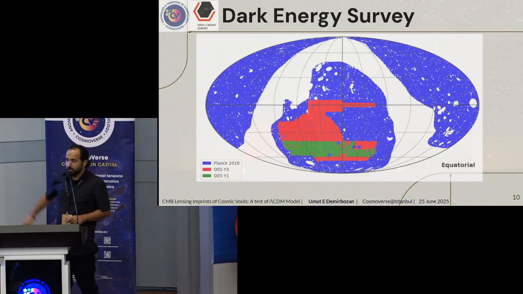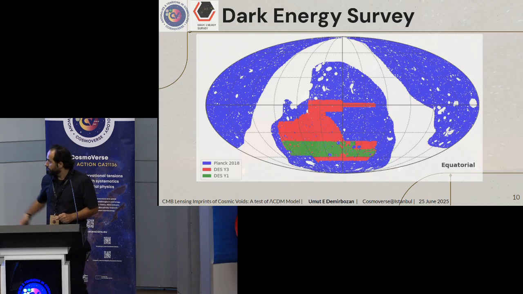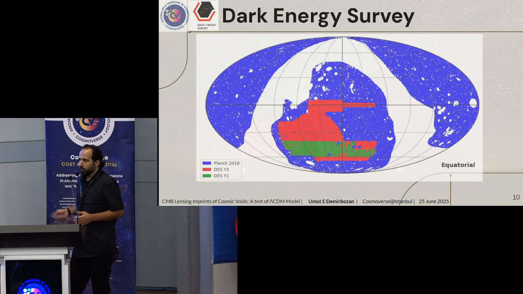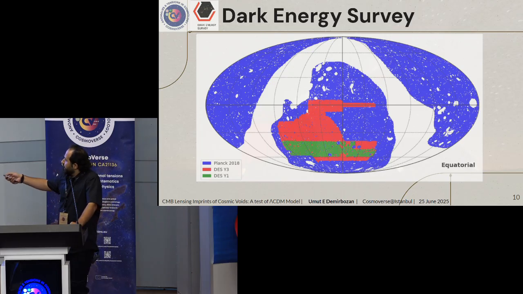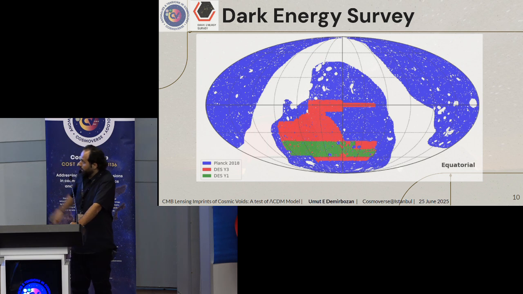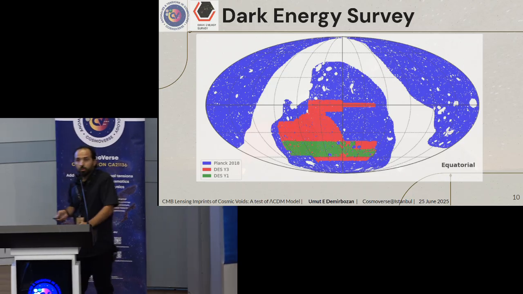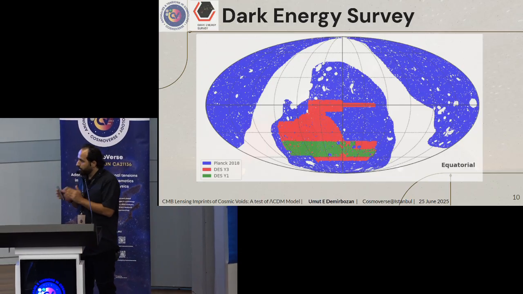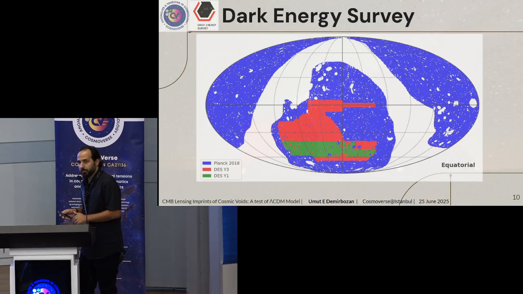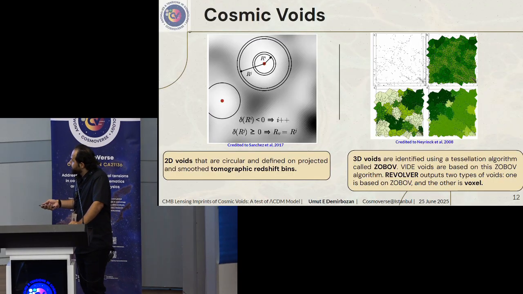And the green is DES Year 1, and we also published another study on that. Our signal-to-noise was not very high. But if you look at the shape, the red one is quite irregular, and there are holes in it. So many void finders struggle. That's why I'm going to refer to something called the voxel void finder that I use in my paper, in addition to something called a 2D void finder. The voxel void finders are based on a code called REVOLVER, purposefully designed for this kind of messy survey masks. I'm going to talk about that later.